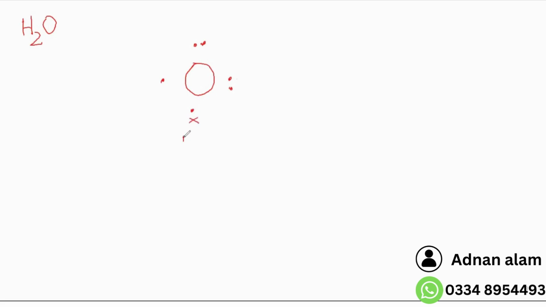One hydrogen will share 1 electron here. The other hydrogen will share 1 electron here. This is the dot and cross diagram for H2O. No need to draw circles. No need to draw inner shell electrons. You need to show valence electrons only. So you have to save time as well.